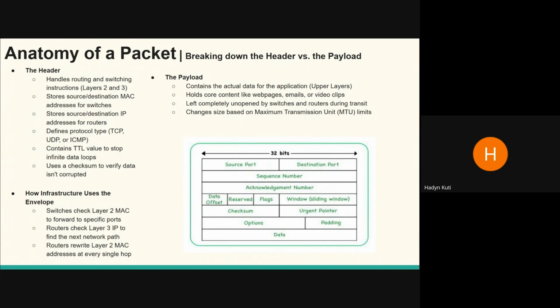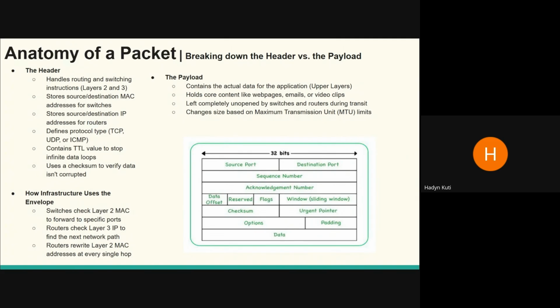Stores the source and destination physical MAC addresses for local switches. These addresses change at every single stop along the way, ensuring local hardware knows exactly which physical machine to pass the data onto next. It stores the source and destination logical IP addresses for internet routers. These addresses are permanent throughout the entire trip and serve as the ultimate starting point and final destination markers for the packet.